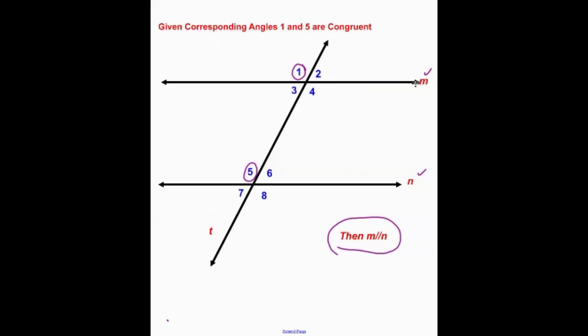And you can visually see that. Like for instance, if I just notch this down a little bit, that angle right there is no longer looking in the same shape and form as this angle down here. The only way that can happen is if they're parallel.